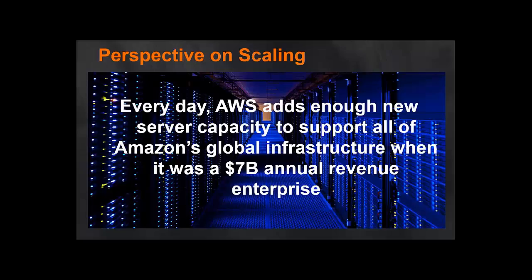The statistic basically states that about 10 to 11 years ago, when Amazon.com, the online retail business, was a $7 billion annual enterprise, which is a pretty significant sized enterprise, it had a certain amount of server compute resources. That entire amount of server compute resources that we had back then to support a $7 billion enterprise is something that we are now adding every 24 hours into the Amazon Web Services platform. So every 24 hours, AWS adds server capacity enough to support all of Amazon.com when it was a $7 billion enterprise, simply because that's the amount of customers that are spinning up resources every day, and new customers signing up.